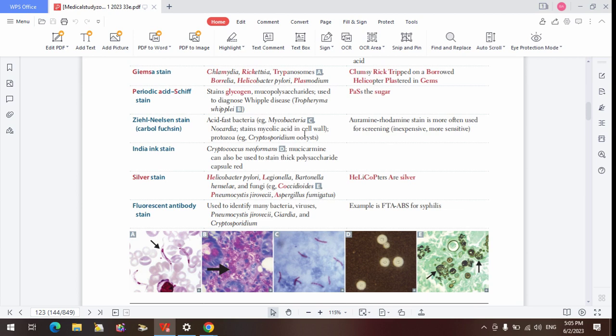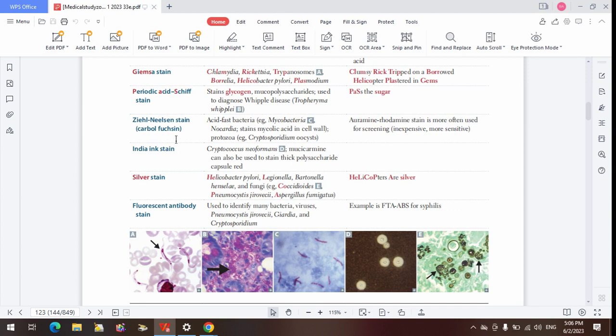Then you also need to know the other ones. Nocardia is also partially acid-fast. Some protozoa like cryptosporidium. So you guys must learn today that it's not only mycobacteria that is acid-fast and that we can stain with the Ziehl-Neelsen stain. The component of the Ziehl-Neelsen stain is carbol fuchsin. It is not only mycobacteria. Nocardia is also acid-fast.